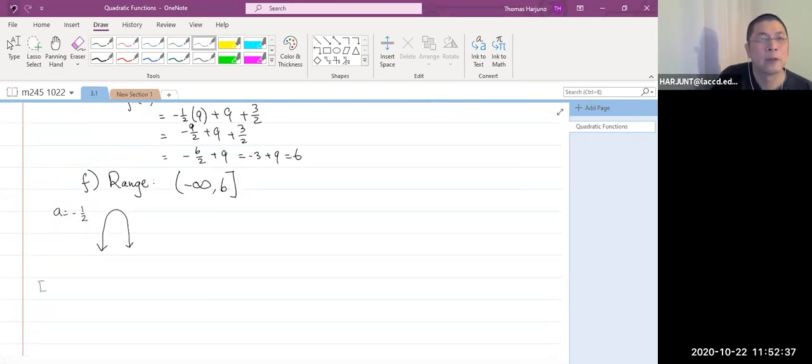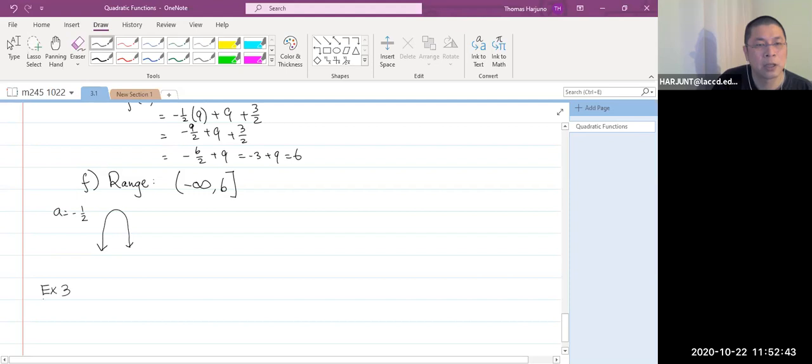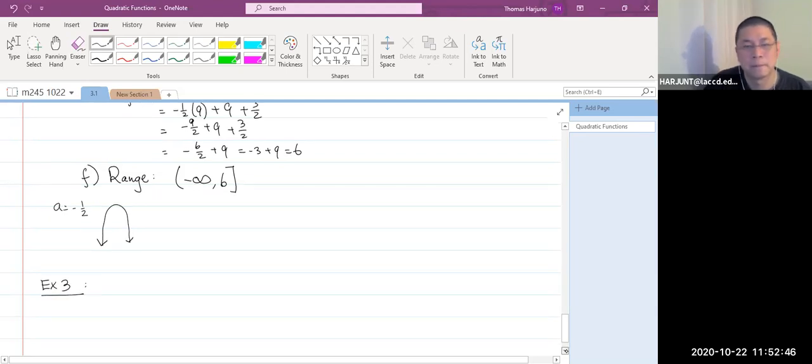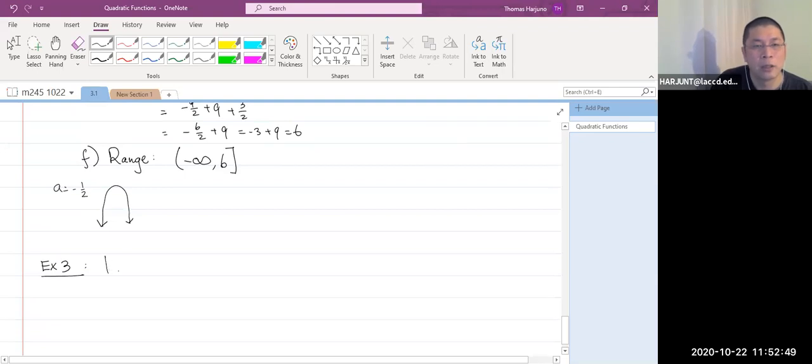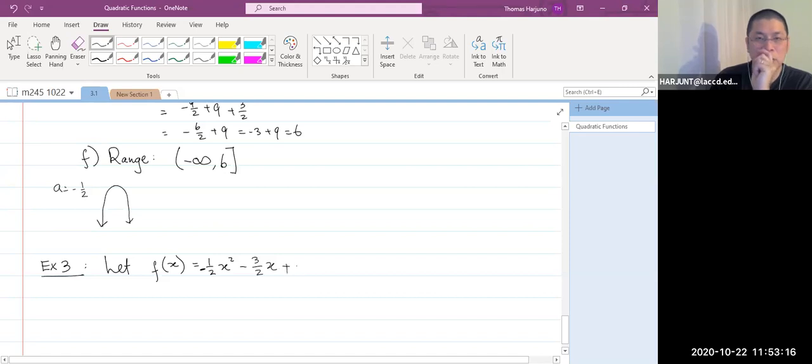For example, example 3. Let f(x) equal negative 1/2 x squared minus 3 over 2 x plus 2.